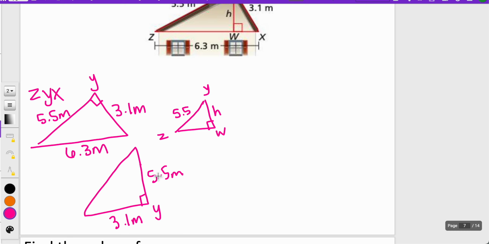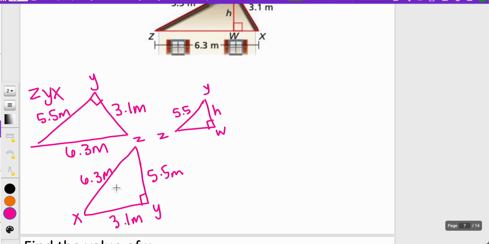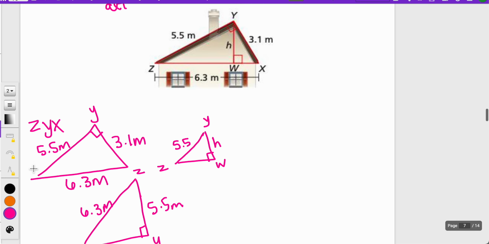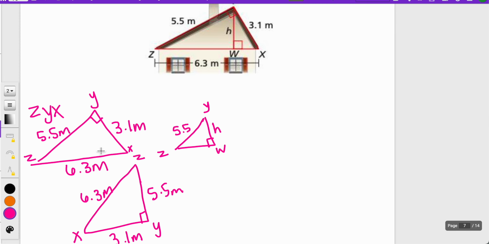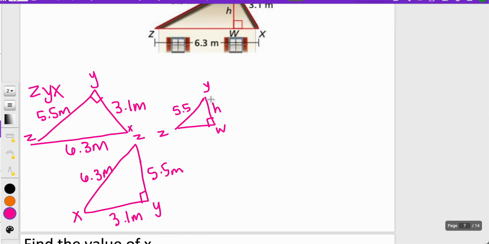So if that's the case, then this would be 6.3, right? Okay, so this is Y, this would be Z, and this would be X, okay? So YX is still 3.1, and YZ is still 5.5, and ZX is still 6.3. So now you can see that I have some corresponding sides.